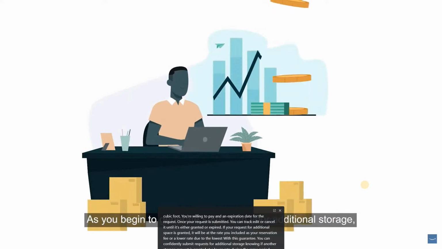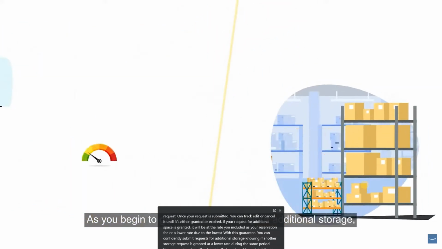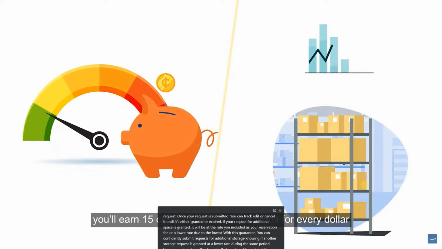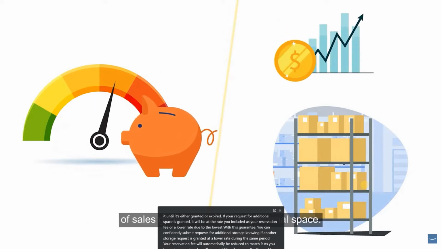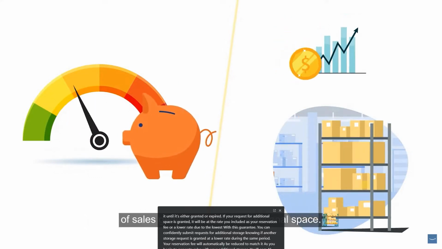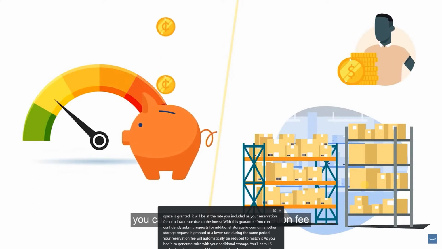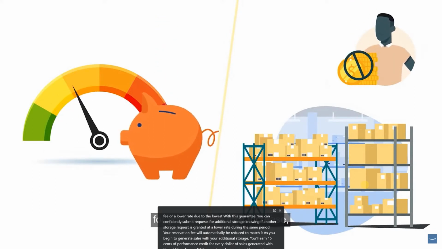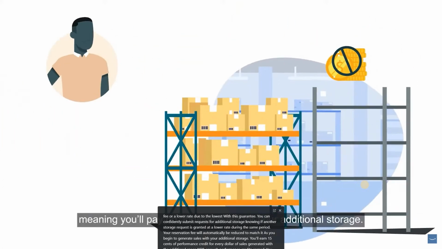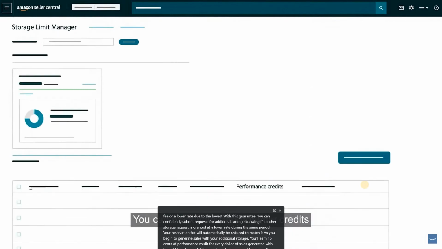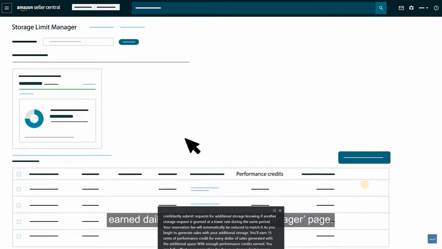As you begin to generate sales with your additional storage, you'll earn 15 cents of performance credit for every dollar of sales generated with the additional space. With enough performance credits earned, you can fully offset your reservation fee for your storage limit increase, meaning you'll pay no additional fee for your additional storage. You can track your performance credits earned daily on the Storage Limit Manager page.